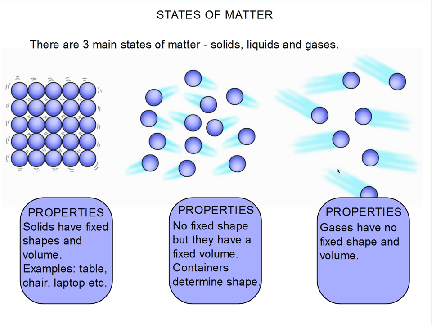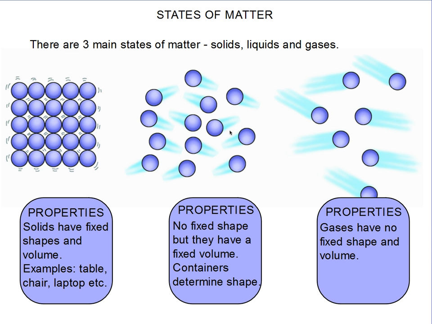Okay, there are three main states of matter, namely solids, liquids, and gases. Now clearly we can see the solids here. The particles in the solids are held together by a bond. So solids have a fixed shape and volume. Now you can only change the shape of a solid by external force such as temperature or even pressure.